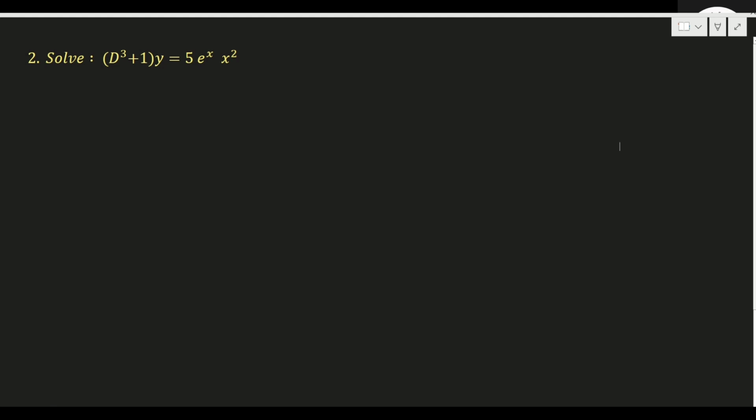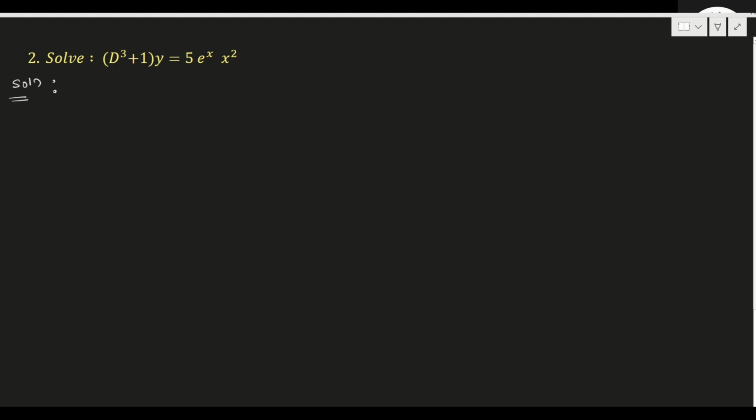In this class, I am solving one more example on type 4. In the previous class, we have solved an example on type 4. Today, one more example we'll see. Solve (D^3 + 1) y = 5 e^x x^2. This is the given equation. We need to find the solution of this.